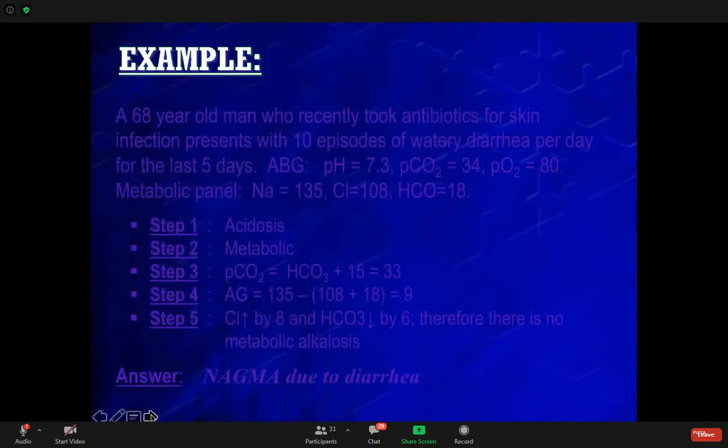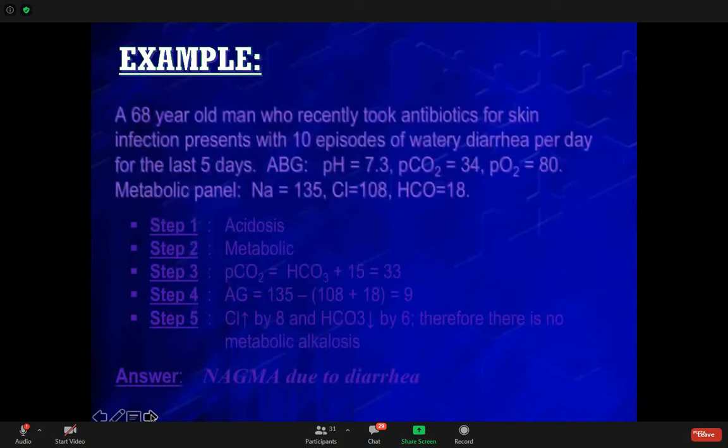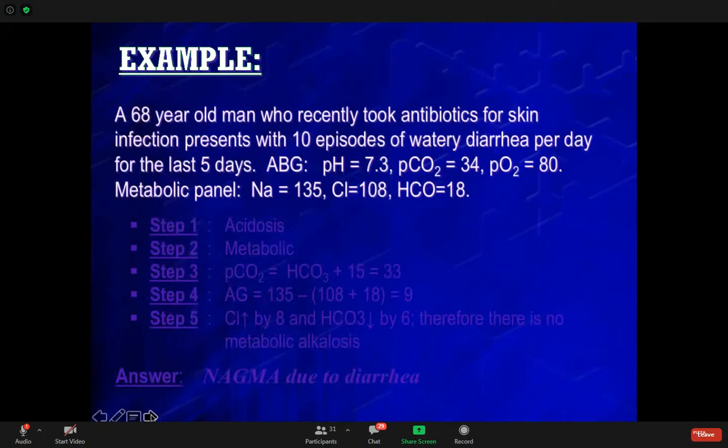And let's get this example done. You have a 60-year-old man who recently took antibiotics for a skin infection and presented with 10 episodes of watery diarrhea per day for the last 5 days. His ABG is: pH is 7.3, your CO2 is 34, and your bicarb is 18. So I think you know this already. What's the first step?